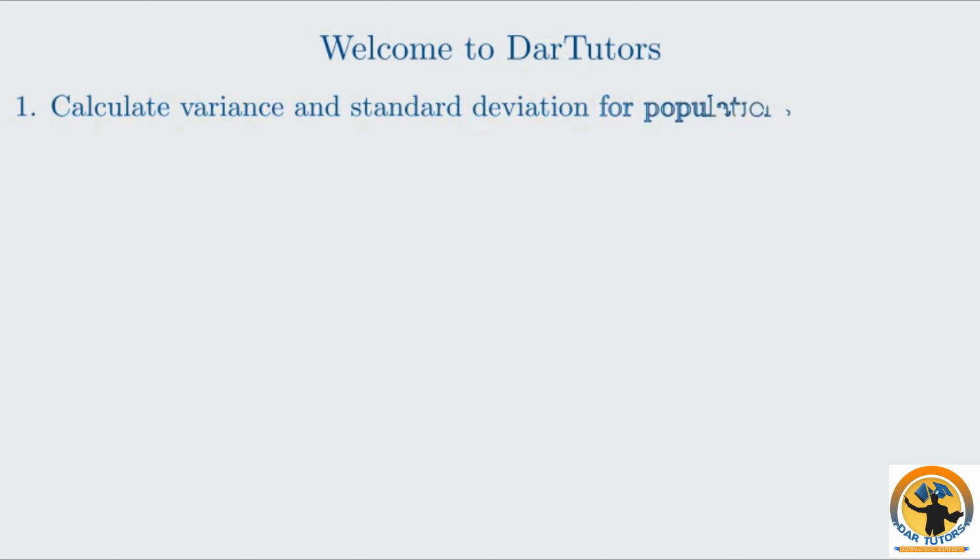Today, we're diving into a crucial concept in statistics for IB Mathematics AI HL, the variance and standard deviation. By the end of this video, you will be able to, first, calculate the variance and standard deviation for both populations and samples, including data from frequency tables and grouped data.